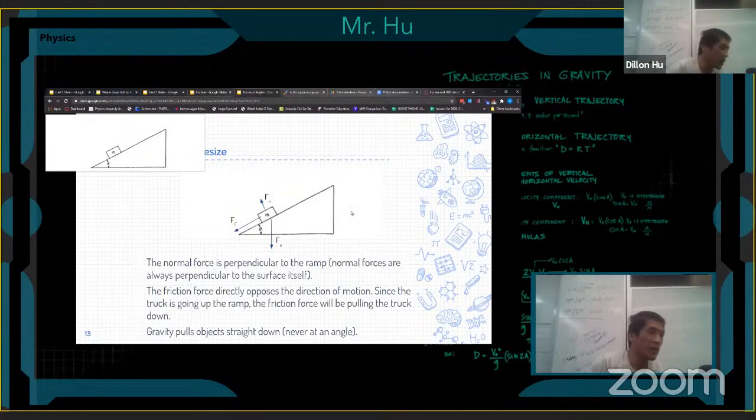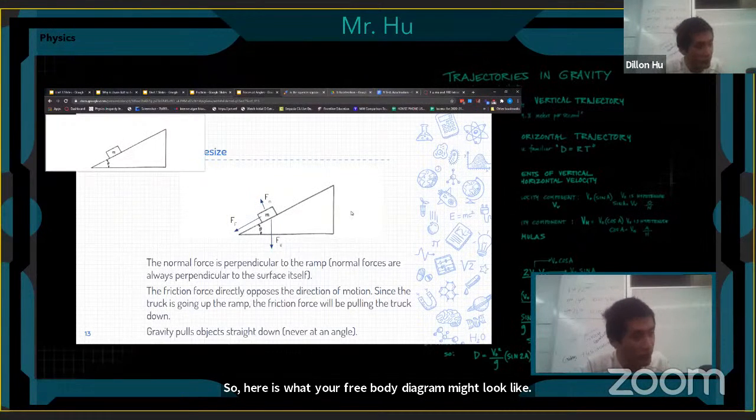So here is what your free body diagram might look like. Let's first start with the easiest one, which is the friction force. That's because the friction force always directly opposes the direction of motion. So if the truck is going up the ramp, the friction force is going to be pulling the truck down.